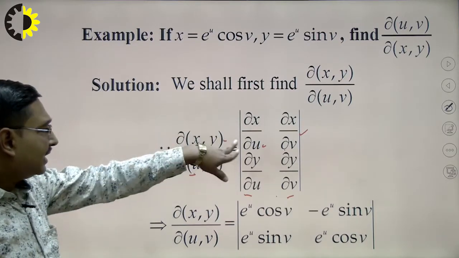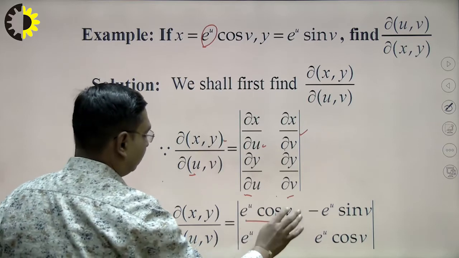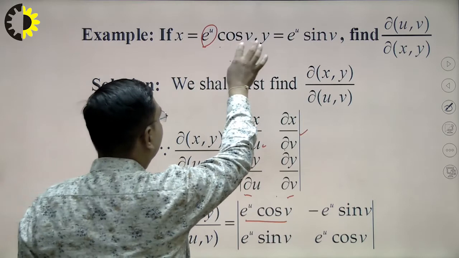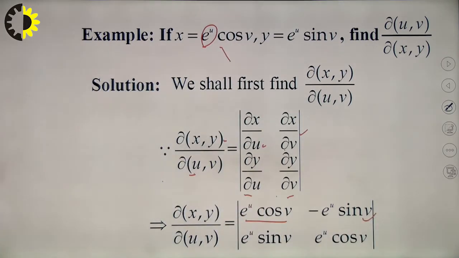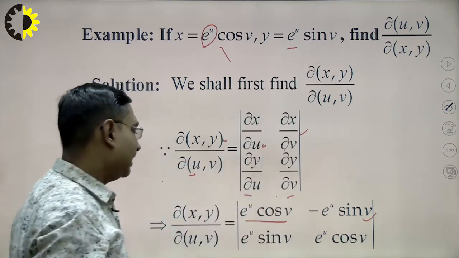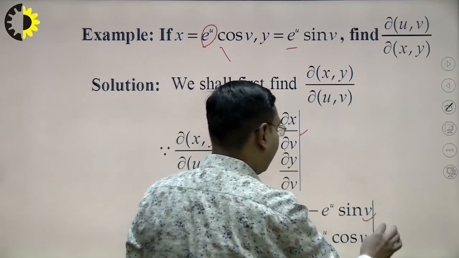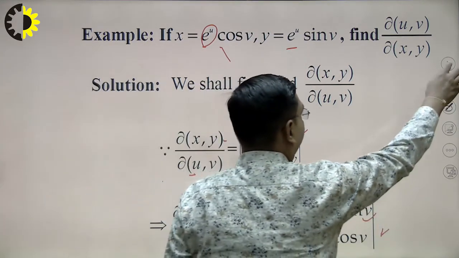Substituting this, del x over del u will give e raised to the power u cos v, first term. Del x over del v gives e raised to the power u times minus sin v, because cos v when differentiated will give minus sin v. Del y over del u will give e raised to the power u sin v, and del y over del v gives e raised to the power u cos v. Now, this Jacobian will be simplified.